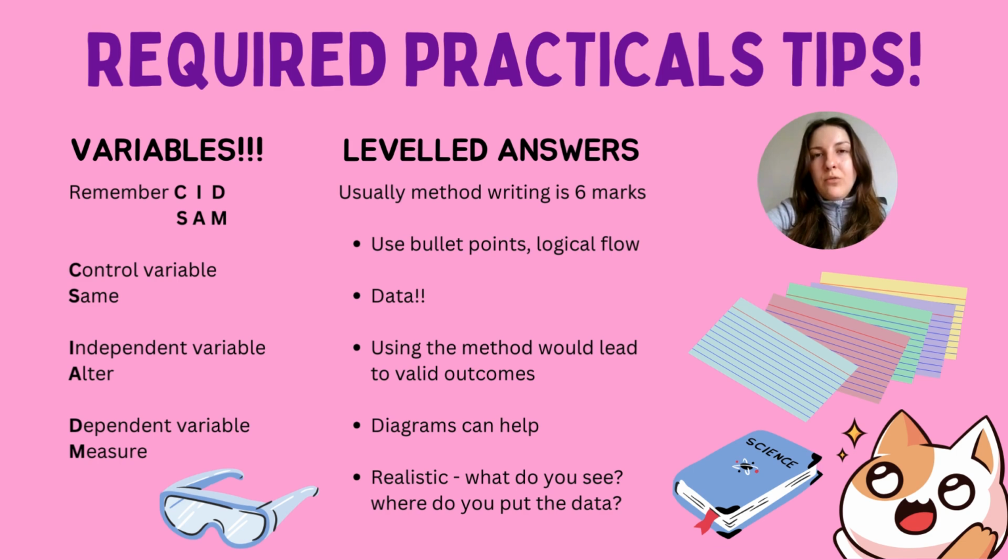When you write your method, it's really important to write in a logical flow. You want to make sure that it makes sense and that you're writing it in a way that if someone was to take that method, they could actually get valid results from it and they could do that experiment easily, especially if it's someone that's never done that experiment before. So that's the way you want to write it. The other thing is, if you find it quite challenging to write a lot, remember, you don't actually need to. You have lots of lines, but you don't need to write huge amounts.